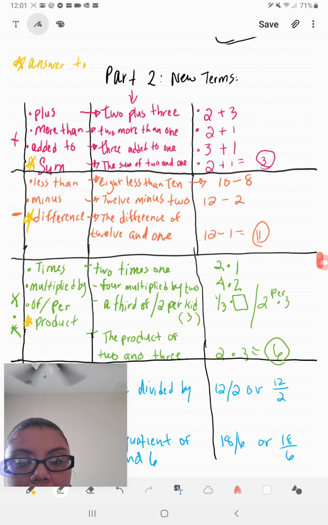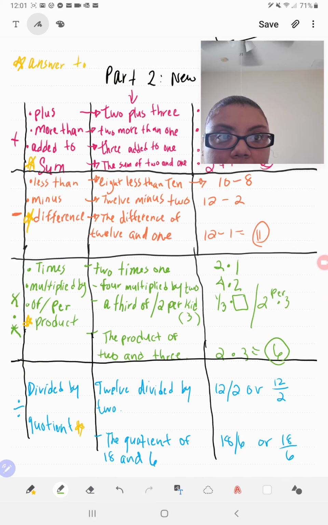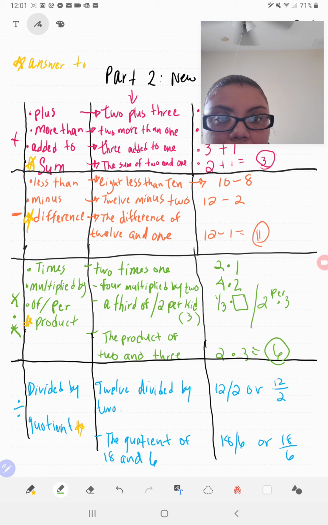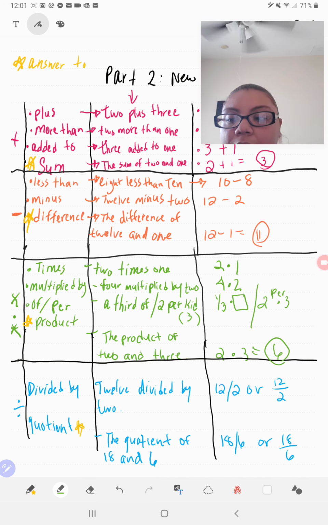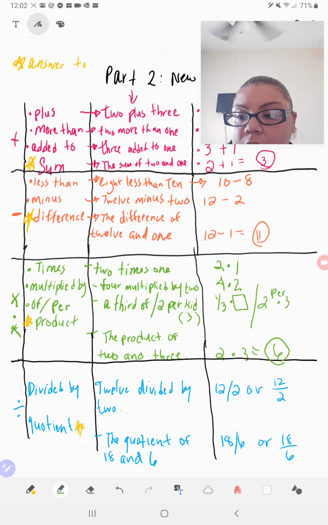Sorry, my face is blocking it. So go ahead and pause the video if you need to get a better look at it, or you can just rewind and pause. Go ahead and write that stuff down. Make sure you guys take a screenshot of it and send it to me. And I think I have a couple more notes and then we're done.